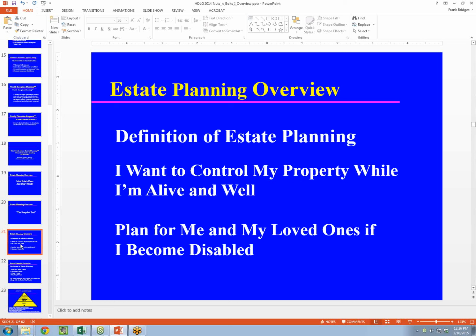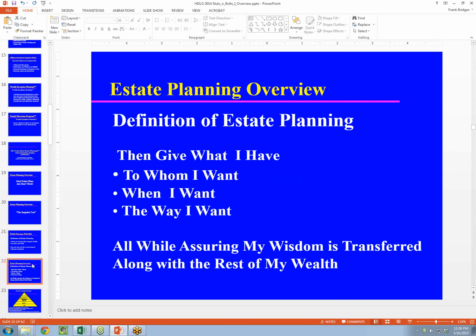And one of the tools that we use: people often have a vague snapshot of what they expect to have happen after they're gone, or even if they're disabled, and it's very hard for them to understand what the target is. So we have this definition of estate planning as a target for people to understand what they should be concentrating on when they're taking a look at their snapshot, and that is this: I want to control my property while I'm alive and well, plan for me and my loved ones if I become disabled, and give what I have to whom I want, when I want, the way I want, all while assuring my wisdom is transferred along with the rest of my wealth.